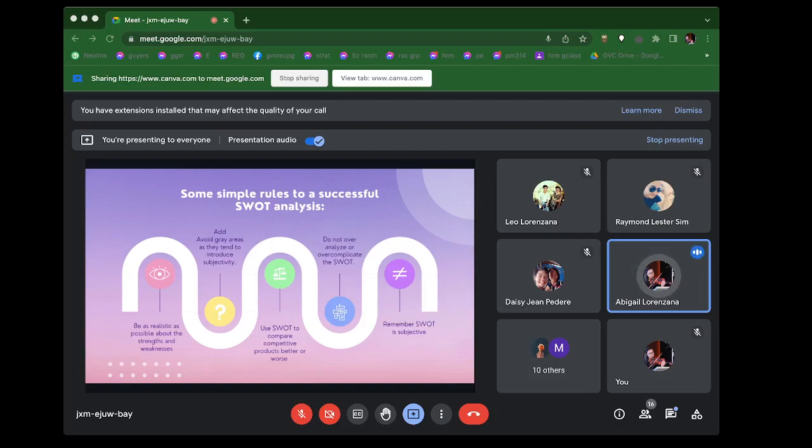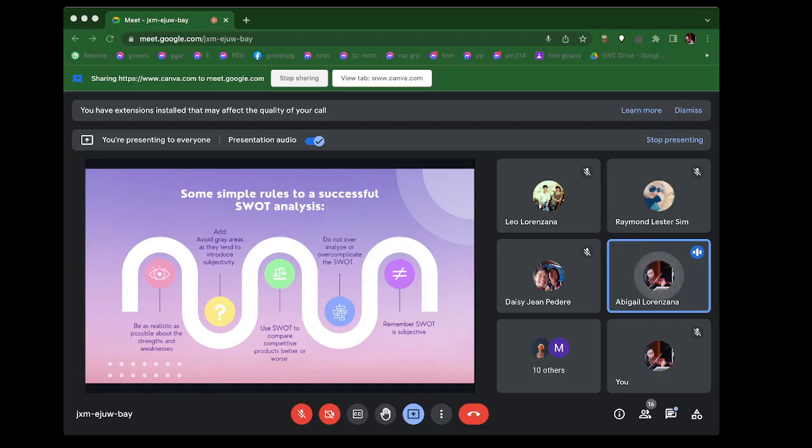So here are some simple rules or simple tips for a successful SWOT analysis. So be as realistic as possible about the strengths and weaknesses. Okay? Hindi mo pwede exaggerate yung fact. Kasi if wrong yung planning mo, then yung processing mo and yung application mo and operations mo magiging based on that. So if it's wrong, then you will have a difficulty in the operations.